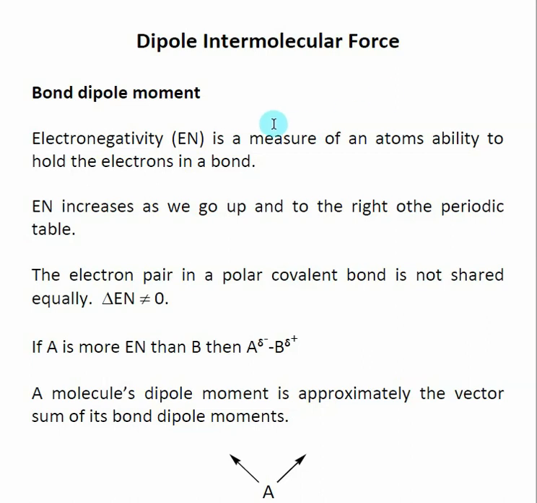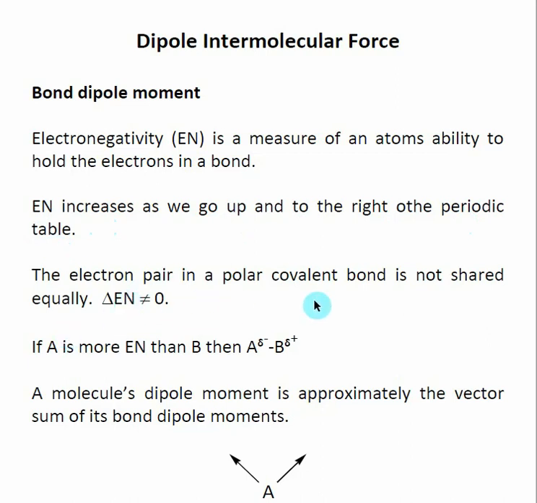Dipole intermolecular force comes about because some bonds inside of molecules have a bond dipole moment. To understand this, we need to look at the idea of electronegativity. Electronegativity was a periodic trend that we talked about, and this is a measure of an atom's ability to pull on electrons inside of a bond. Remember that the periodic trend was that electronegativity tends to increase as we go up and to the right on the periodic table. The way I like to remember this is that fluorine is the most electronegative element.